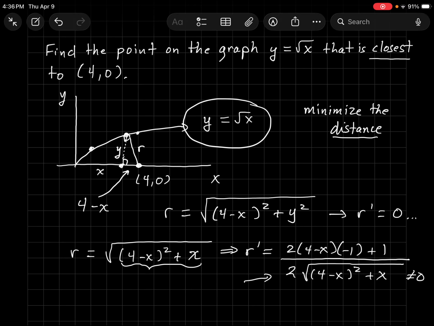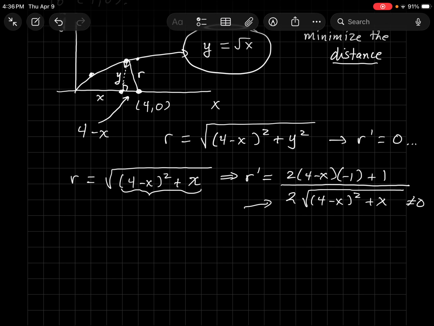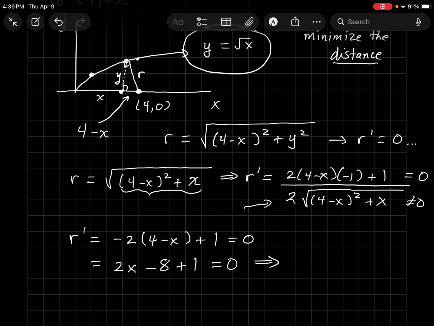Especially when x is a positive number up here. Which means I really only need to solve when the derivative is 0, which means where the top part is 0. So that's going to give me -2 times 4 minus x plus 1 equals 0, or 2x minus 8 plus 1 equals 0, or 2x minus 7 equals 0, so 2x equals 7, or x equals 7 halves.